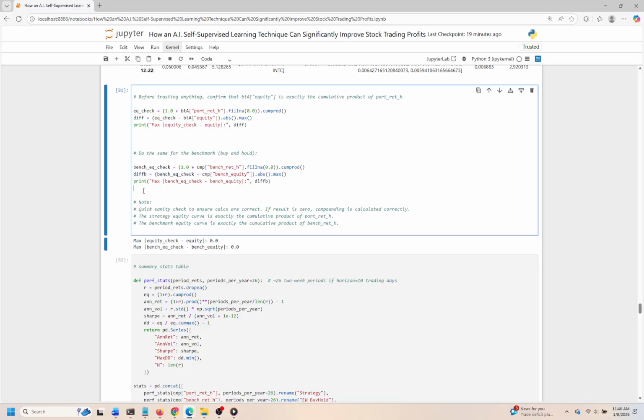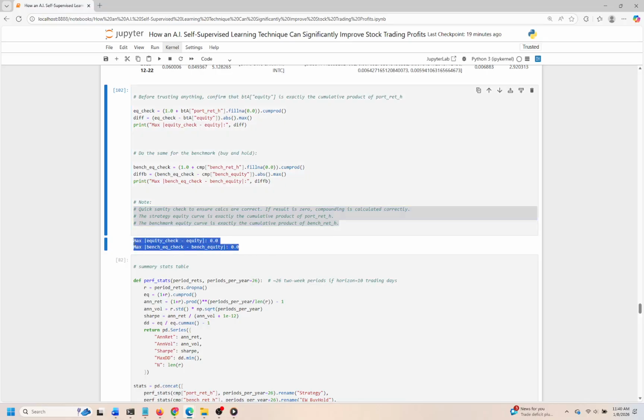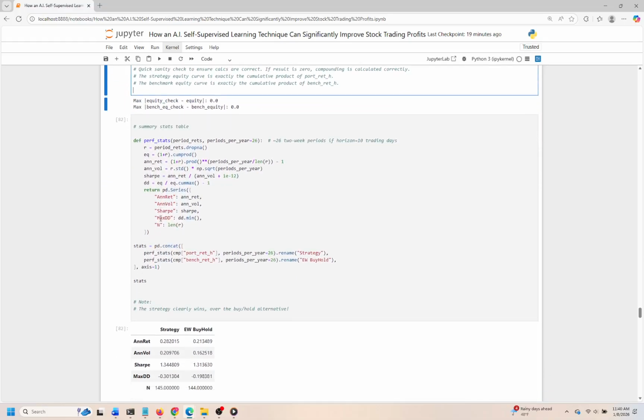This process not only confirms that our calculations are reliable, but it also reinforces the fundamental idea that both the strategy equity curve and the benchmark equity curve should reflect the cumulative impacts of their respective returns. It's a simple yet powerful check to ensure integrity in our financial analysis. Looking ahead, the next cell will likely build upon these validated calculations, as we may explore performance metrics or further delve into comparative analyses to draw deeper insights into how our strategy stacks up against the benchmark.